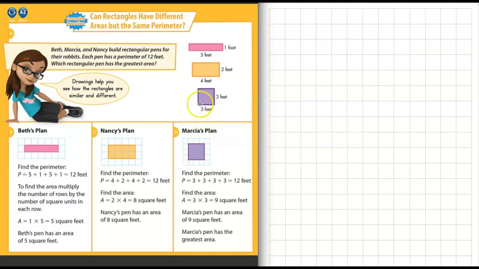And Marcia's plan is 3 feet by 3 feet. So 3 plus 3 plus 3 plus 3 is 12 feet. They all have the same perimeter, the same distance around the outside.